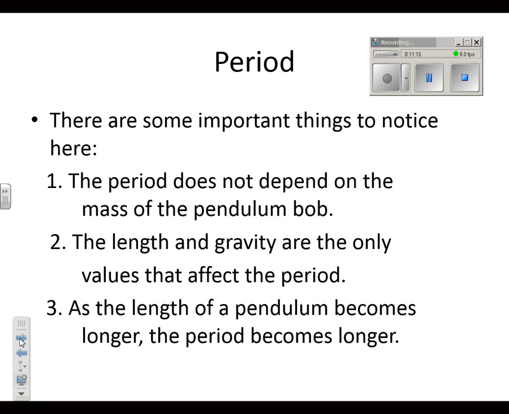There are sections in your notes to put all of these things that we've talked about. And so, again, the period is directly proportional to the square root of the length. But as the length gets bigger, the period will also get bigger.